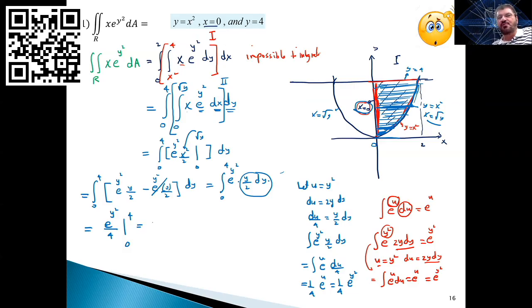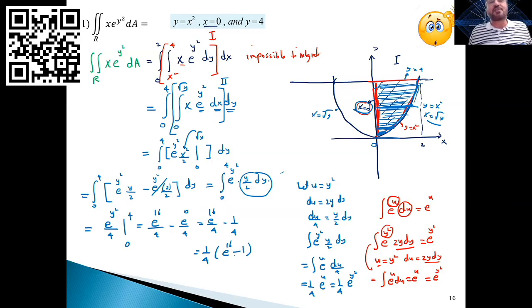Now replace y with 4, so e to the 16 over 4 minus, replace the 0, e to the 0 over 4, which is e to the 16 over 4 minus 1 over 4. Take 1/4 outside, so the answer is e to the 16 minus 1, and this is, guys, the volume of this solid, whose height is this function, and the base is this one that you see here, region of type 2.